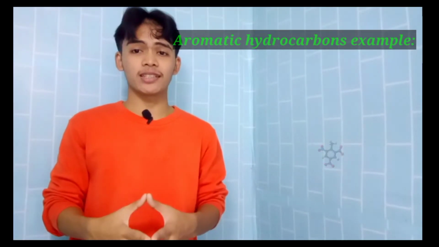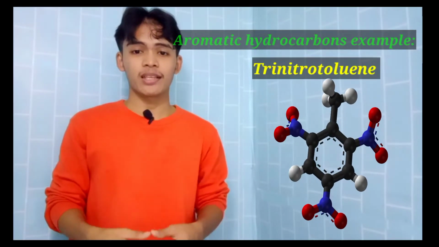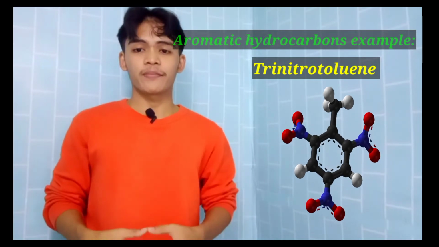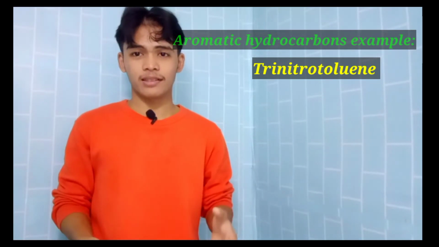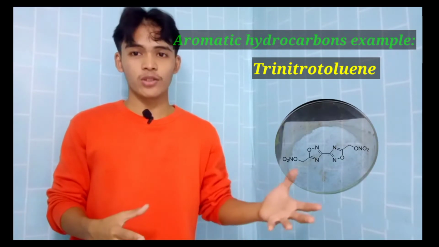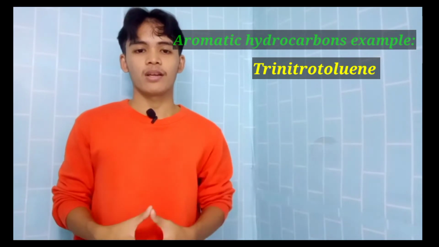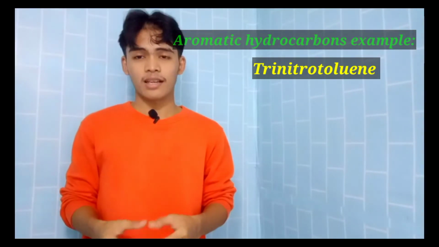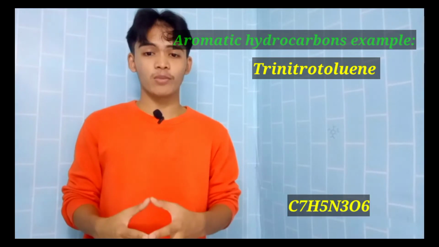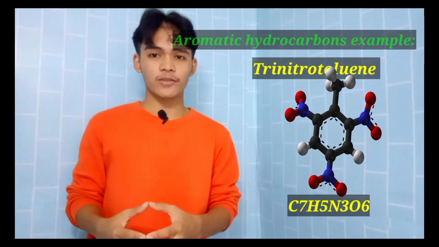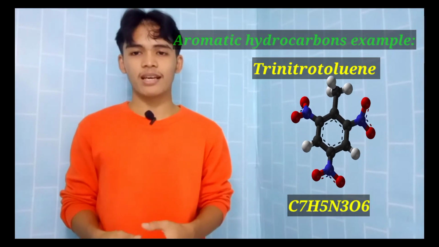And the third is trinitrotoluene, more commonly known as TNT, used for bombs, or more specifically a chemical compound with a formula of C7H5N3O6.